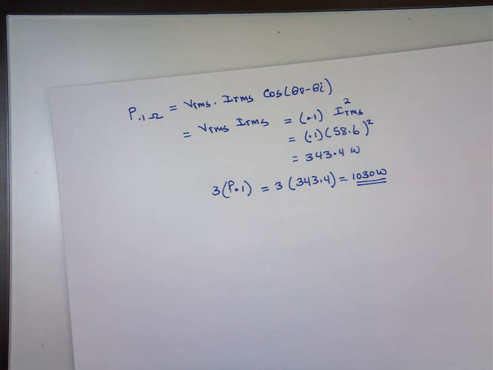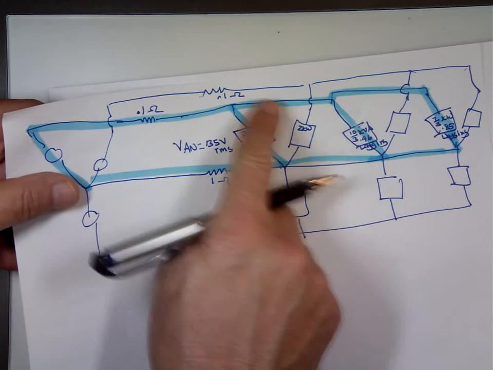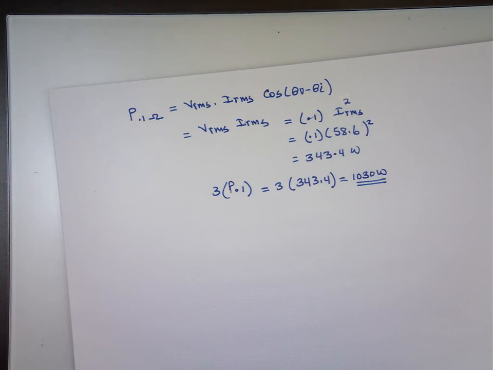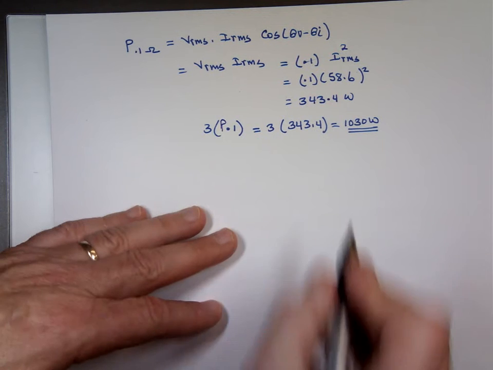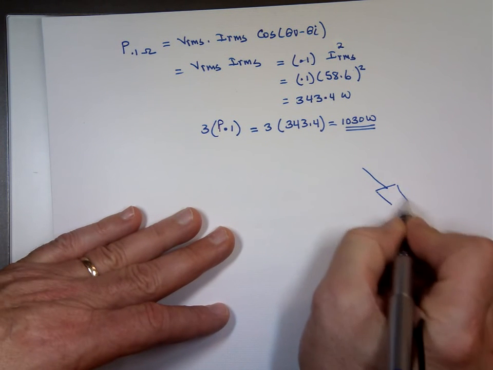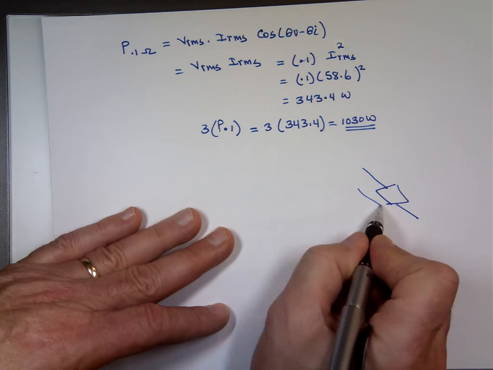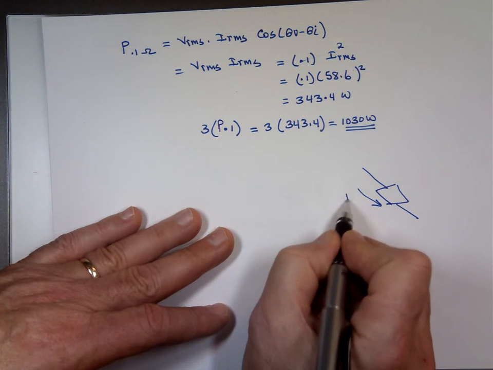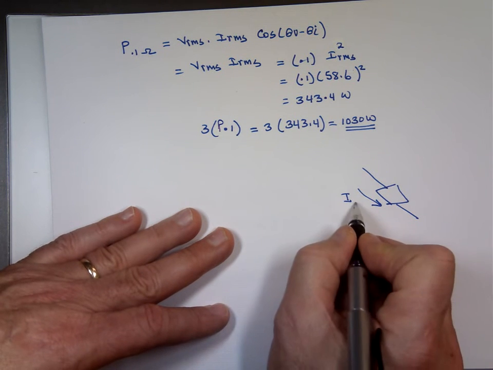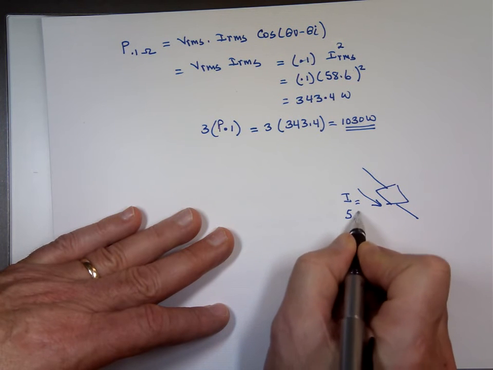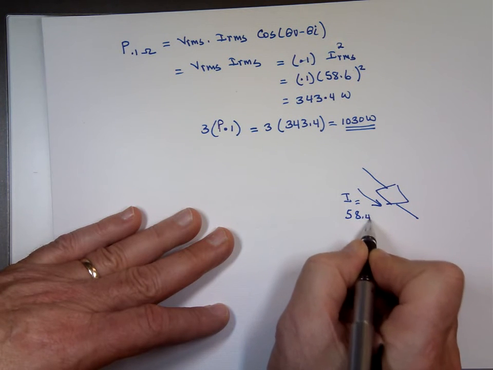Oh, that's a good question. Isn't it neutral? What do you think the current going through it is? 0? Yes. Why? Look at that one. Just take any phase. If you know the current coming down, which we know is I, and what was that value there? 58.4 angle negative 18.